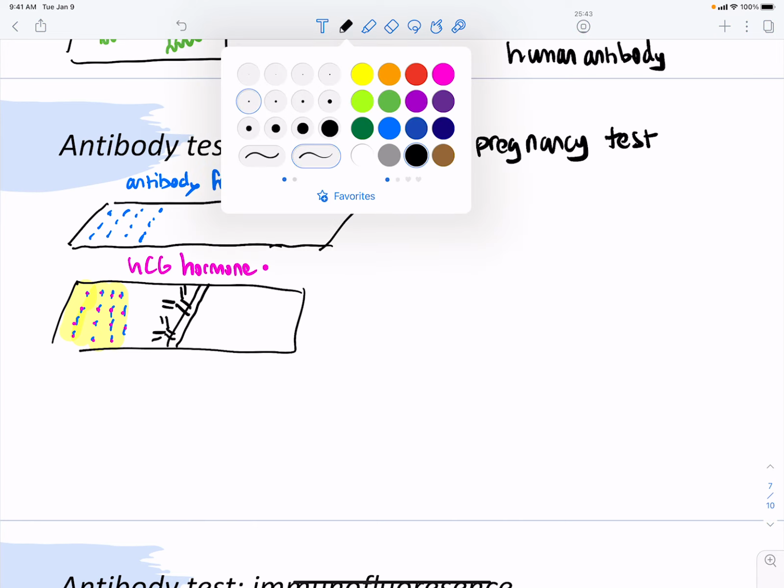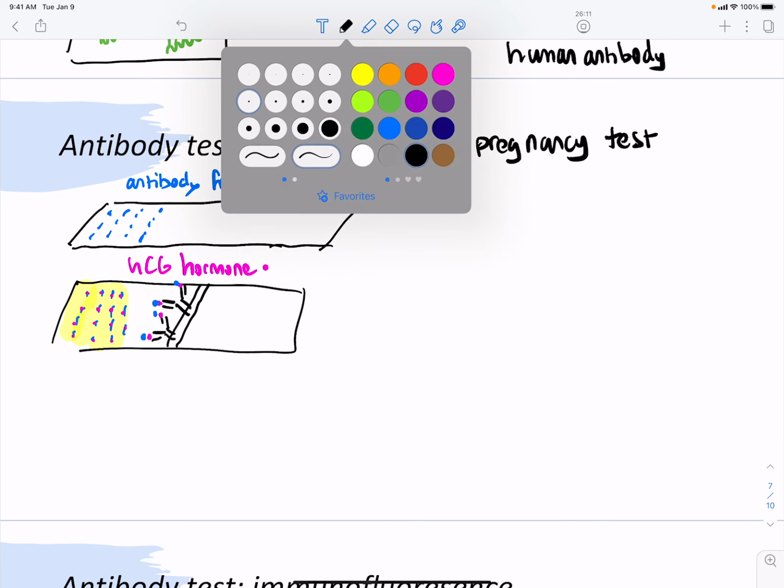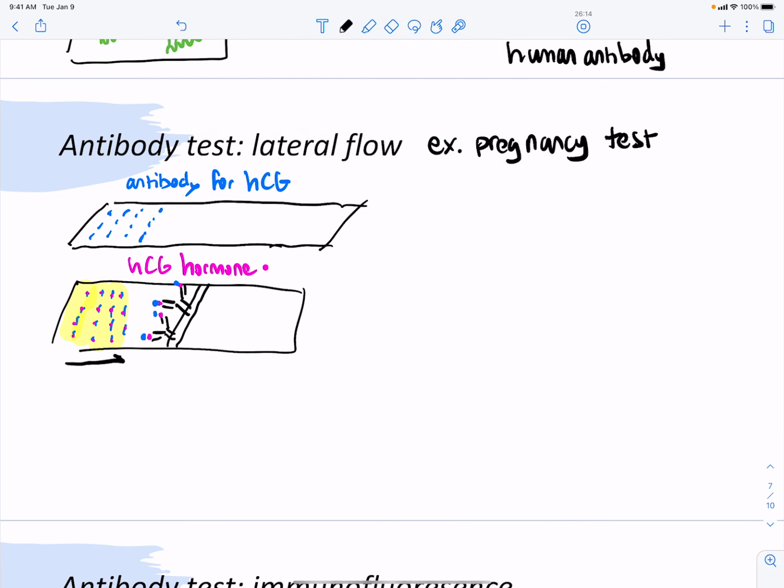And then if you have sufficient hormone present, you will get a colored line when the beads and the particles aggregate. So the beads and the particles will continue to flow. So here's the flow. And they'll continue to flow. And then you'll get an aggregation, which aggregation just means a lot together. Just draw some of them. So they're kind of clumping.